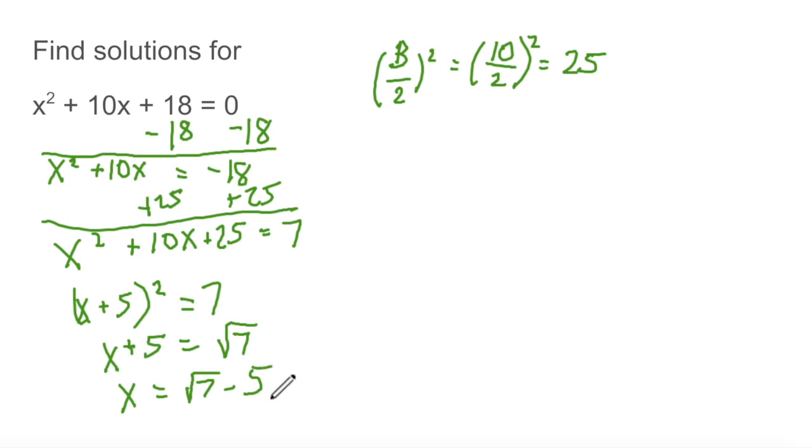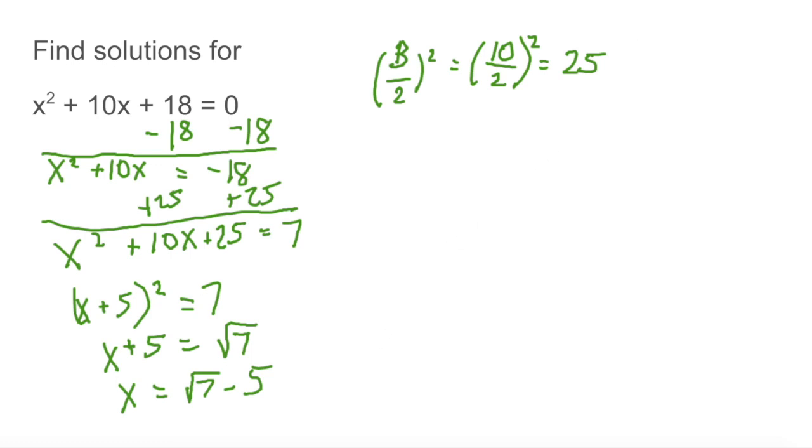So that's our answer. We could multiply that out. I think root 7 is a little under 3, like 2.7 or something. Minus 5 will give us a negative number. So that's our solution for x. And there's only one solution for x because it's a perfect square. As you can see here, there's x plus 5 and x plus 5. They both give us the same result. So that is our answer.